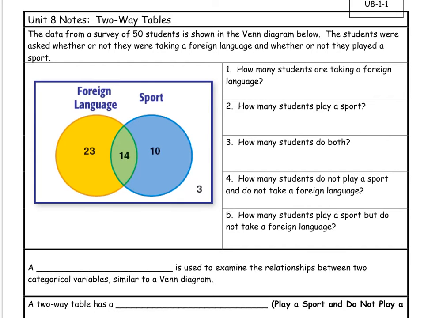In Unit 8, we're going to discuss two variable statistics. And two variable statistics just means that we're comparing just that, two variables. First, we're going to take a look at two-way tables.